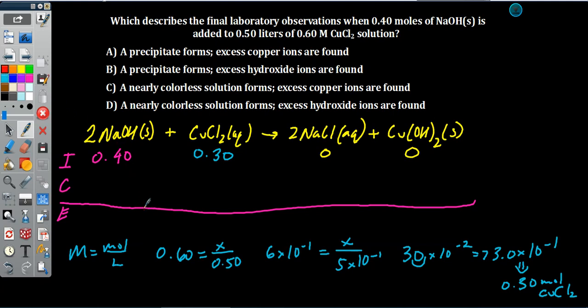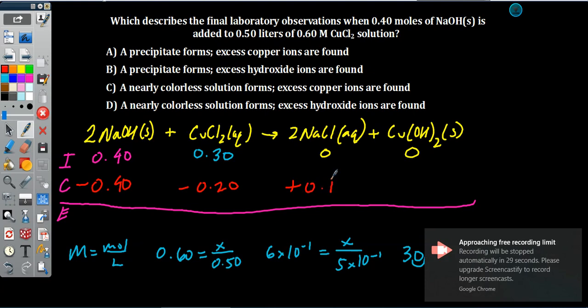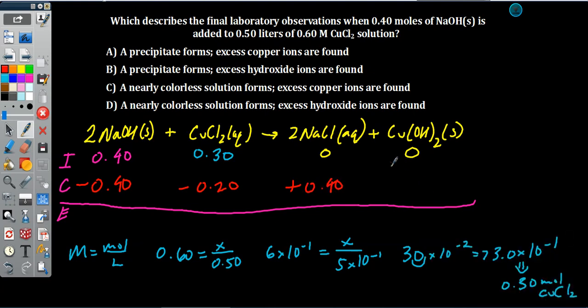Now, I'm going to just finish this ice table for you. You may not need to at this point, but I'm going to do it just so you can see how ice tables work. If this is my limiting reactant, it's going to get completely used up, so decrease by 0.40. This is going to decrease by half, or 0.20 moles, again, using the ratio in the balanced chemical equation. This is going to increase by 0.40, and this is going to increase by 0.20.